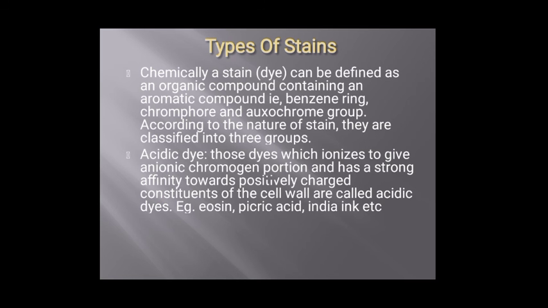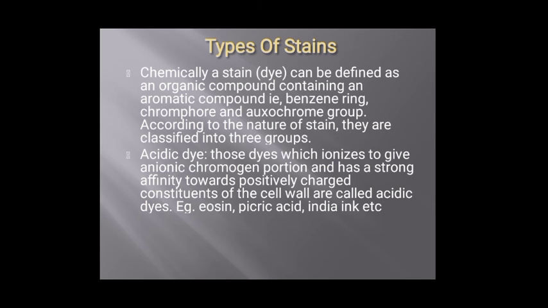The first one is the acidic dyes. These acidic dyes are the stains which ionize to give an anionic chromogen, or a negatively charged chromophore group, and have a strong affinity towards the positively charged constituents of the cell. These are called acidic dyes. Means the acidic dyes are those containing a negatively charged chromophore group.